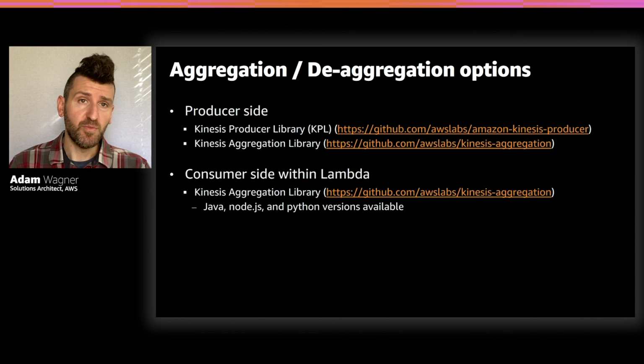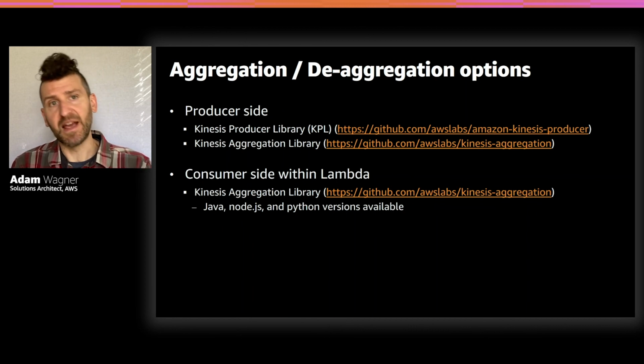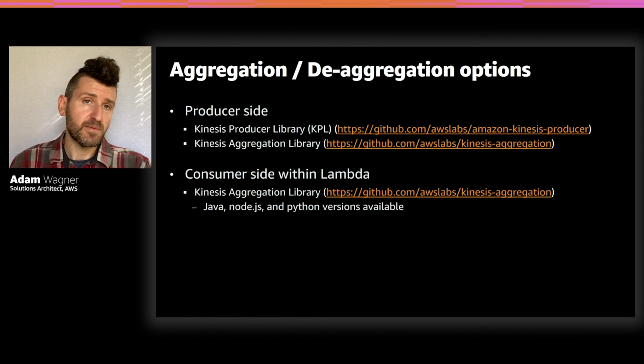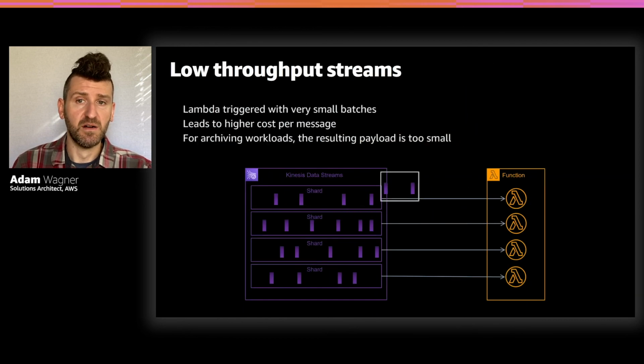We have libraries to help with this. On the producer side, if you're using the KPL, the Kinesis Producer Library, it will do this for you. There's also the Kinesis Aggregation Library that's available to do that. And then on the consumer side, there's that similar aggregation library that will do the deaggregation as well. The other option here, if you have really a fixed schema of what your records look like, there are some customers that aggregate stuff into Avro and do it that way. So some other options there as well.